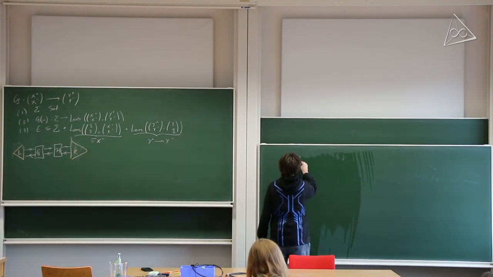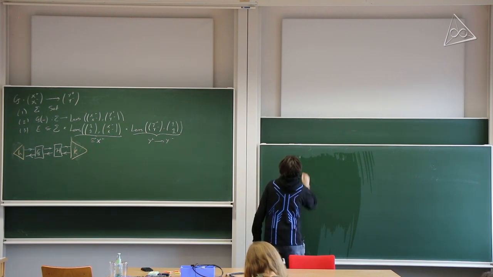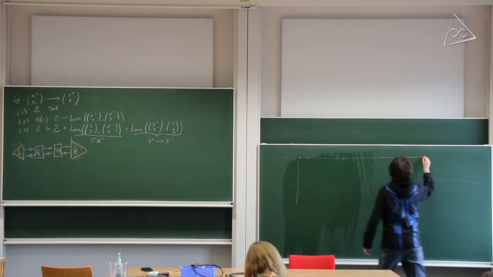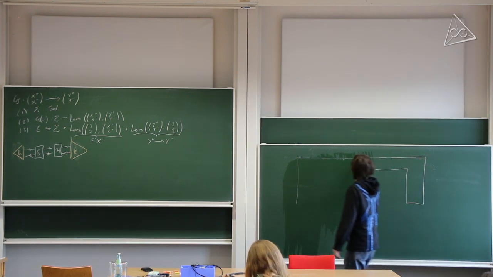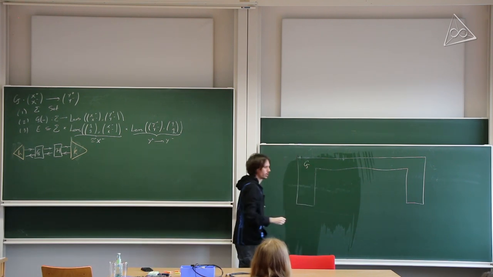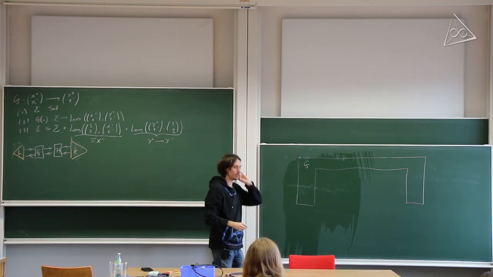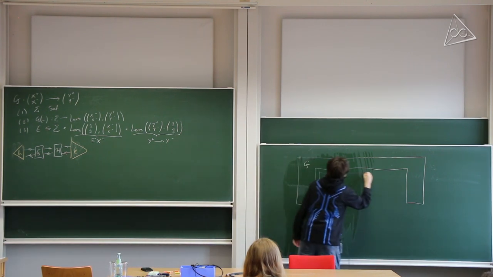Okay, now suppose we have some open game G, which is going to look like this. Okay, this is our G, and then we're going to compose it sequentially with some open game H. So that means that we draw it on the inside like this.